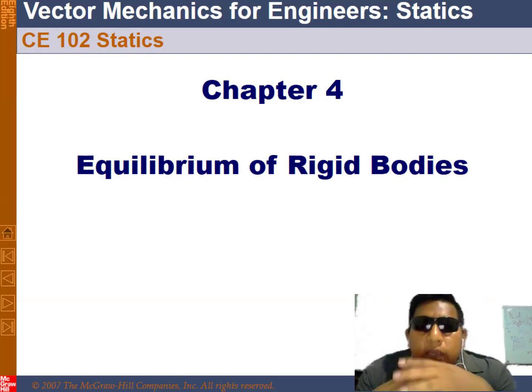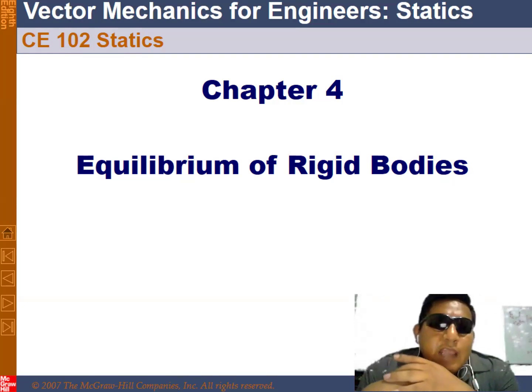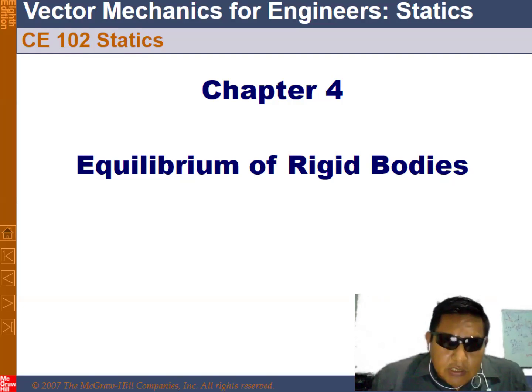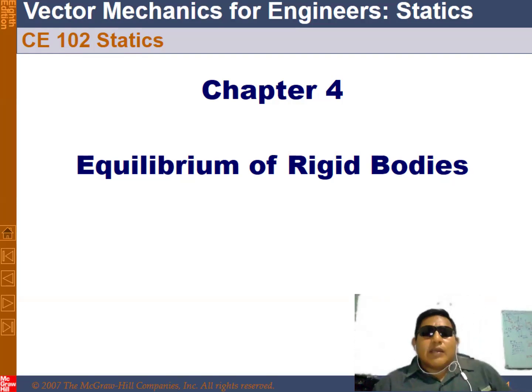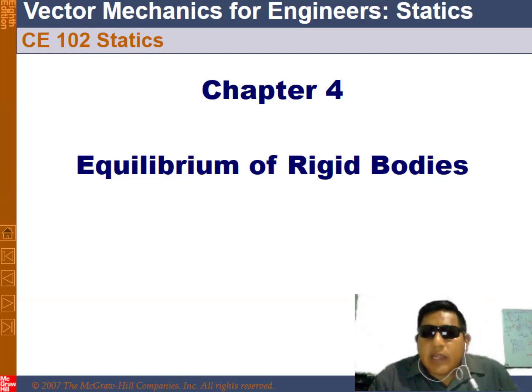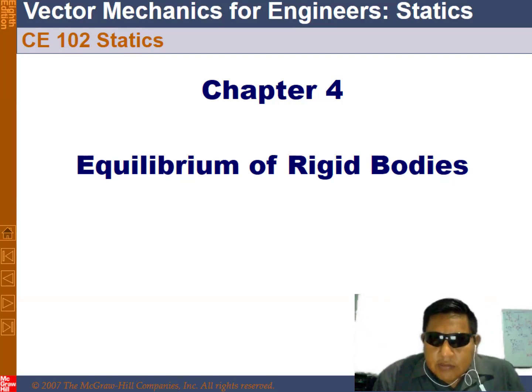And this morning, I talk about four important topics for engineering: Vector Mechanics for Engineers, and on the other hand, Statics. Chapter number 4, equilibrium of rigid bodies.